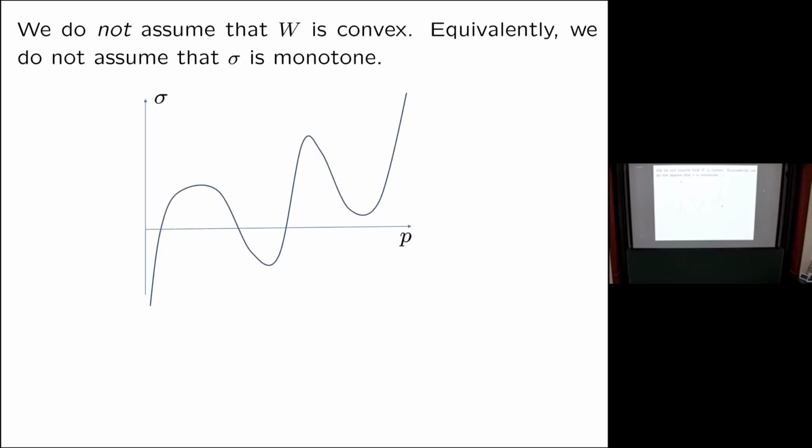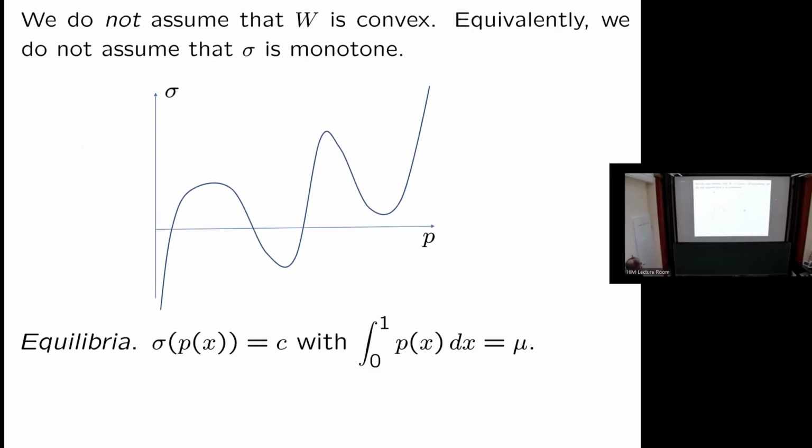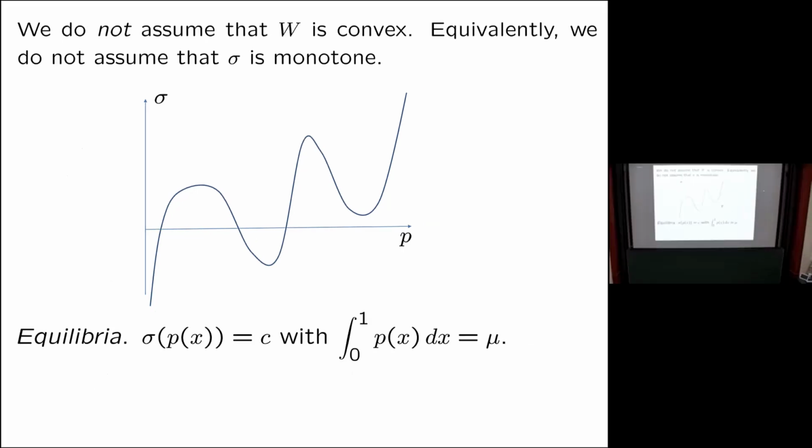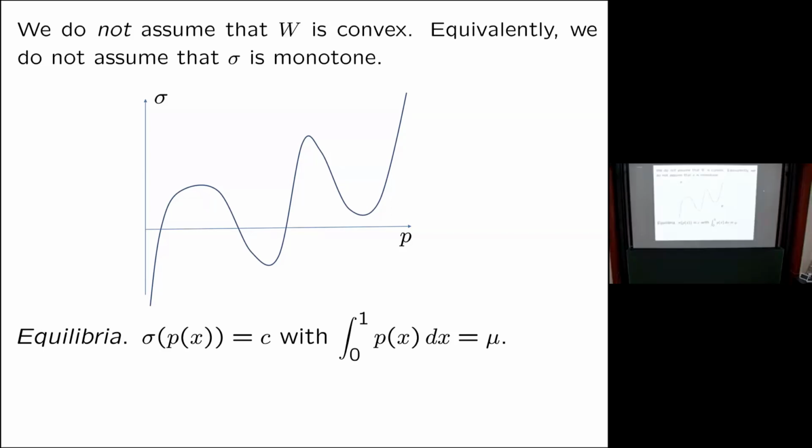So that's a sort of typical sigma. It's going to minus infinity as P goes to 0. It goes off to infinity sufficiently fast. It's got a few wiggles, right? Now, what about the equilibrium solutions? So the equilibrium solutions are that sigma has got to equal to its average. So sigma's got to be a constant, but the integral of P has to be mu.